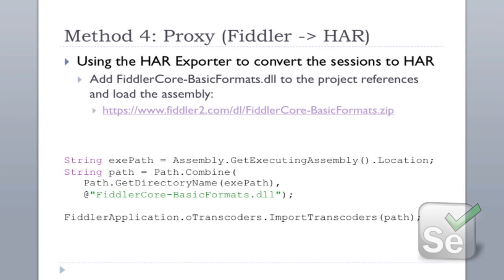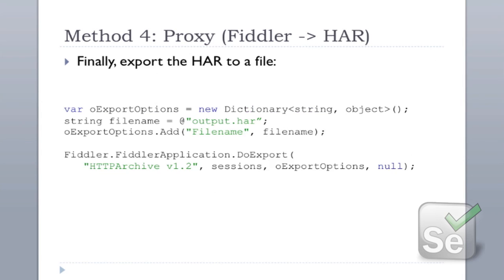So then to export, there's a basic formats exporter. So you just load that in to your application, and then once you've done that, you can use this code here to export it. There are lots of different options available for the HAR. In this particular example, I'm just saving it off as HAR archive 1.2 format.